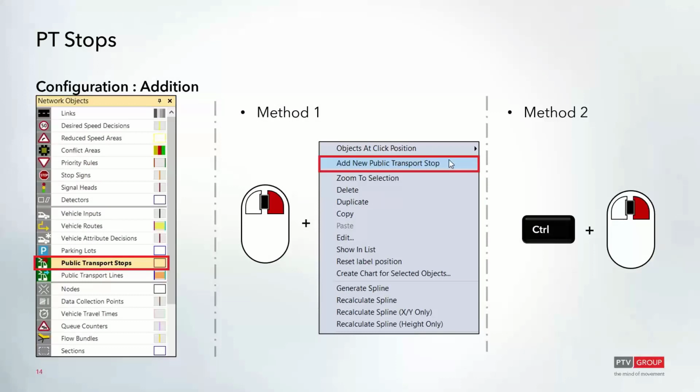All right, so the next element we're going to move on to here is for those public transit stops or adding in those different stations in the network. So first, here you'll select the public transport stops option from the Network Edit Objects toolbar. And then in order to add these, you can either just right-click on the link where you want to place that, and then you can select Add New Public Transport Stop. Or you can also just press Control and right-click to add that stop directly on the link itself.